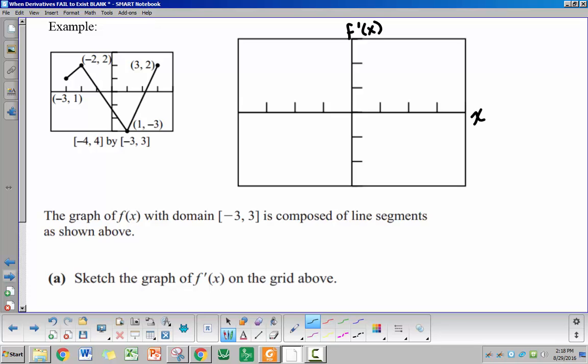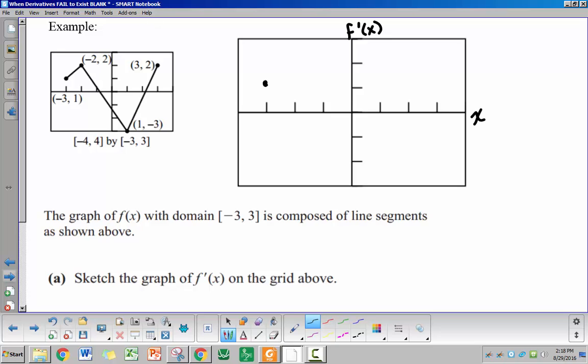X equal where? -3, it will exist as an endpoint. -2. Okay, -2, correct? Where else? At 1? All right, so what is the derivative? It's a graph of the slopes, right? And these lines have slopes. What's the slope from -3 to -2? 1.